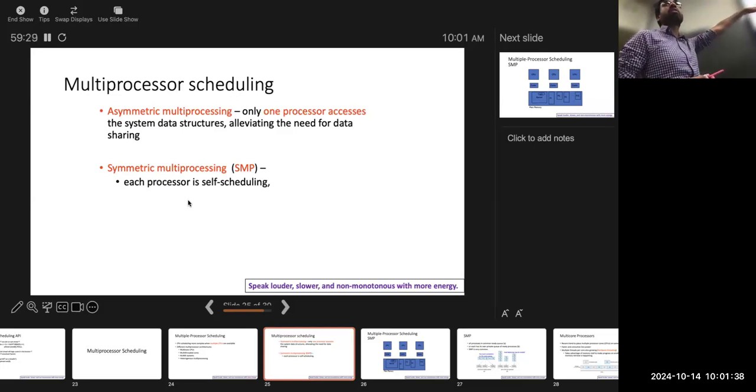is symmetric multiprocessing, where we say that if we have multiple cores in a single chip, all of the cores are capable of executing both user level code and OS level code. Okay, and we are going to focus on this one, symmetric multiprocessing.